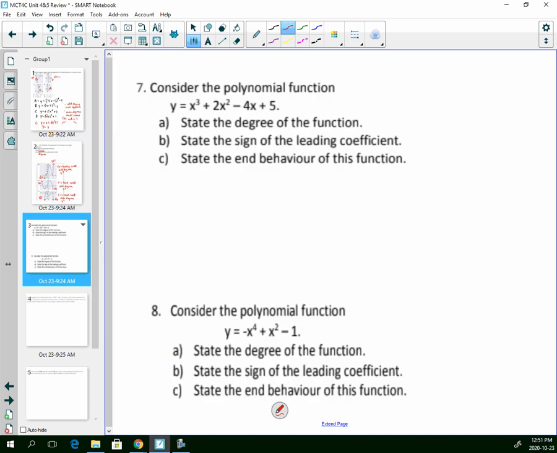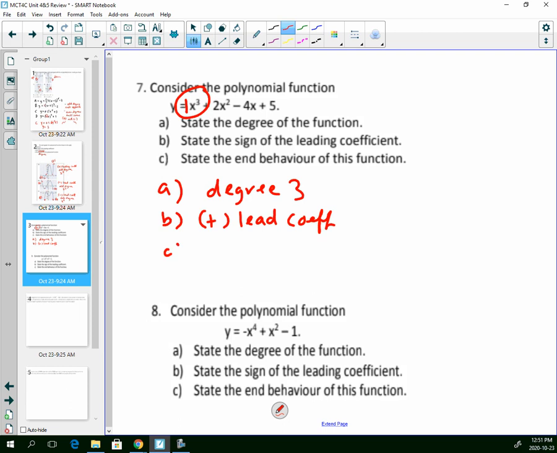Okay, so here maybe they don't give you a graph, they give you an equation. Same thing. What's the degree? What's the sign of the leading coefficient? And then determine what the end behavior is. So when I look at this, the degree is the highest power, so it's degree 3. Right, you can see that there. The coefficient on that is positive 1, so it's a positive leading coefficient.